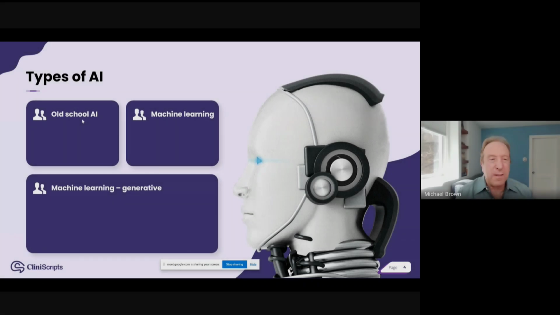All right, so in terms of understanding AI, the way I like to think of it is three types of AI. There's the old school AI, there's machine learning and big data, and then there's machine learning which is generative AI. So I'll discuss all three.